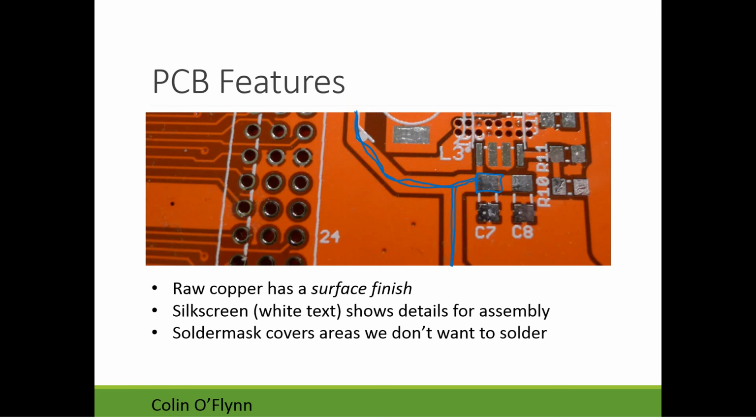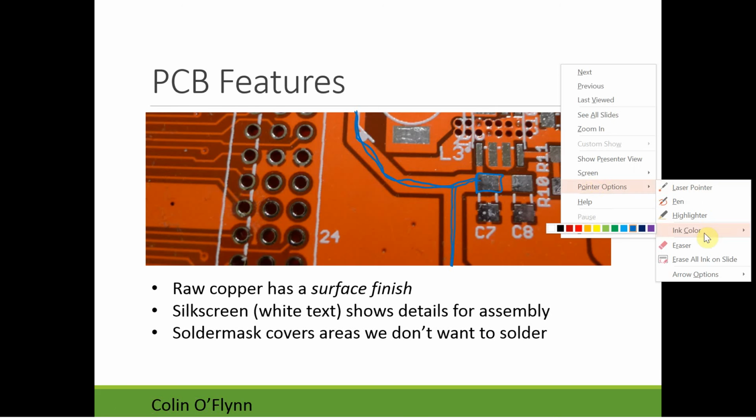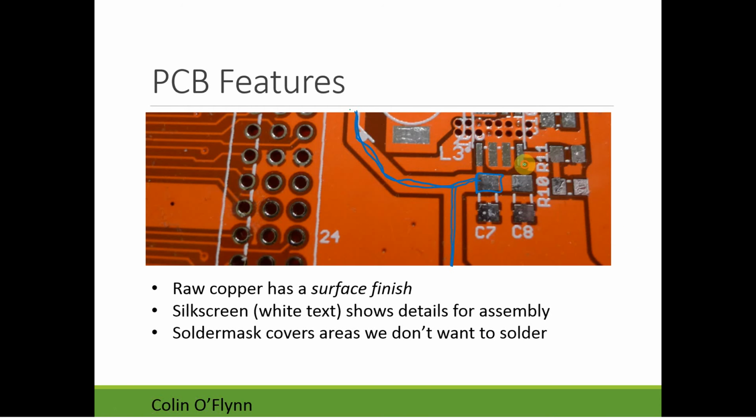And when you see the darker sections, that's where there is no copper and there's no electrical connection. To protect the copper, over top of it we put what's called a solder mask. This covers areas that we don't want solder to flow. It electrically isolates the raw copper from anything.